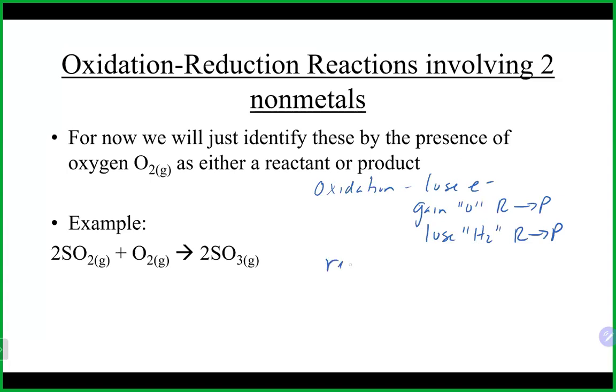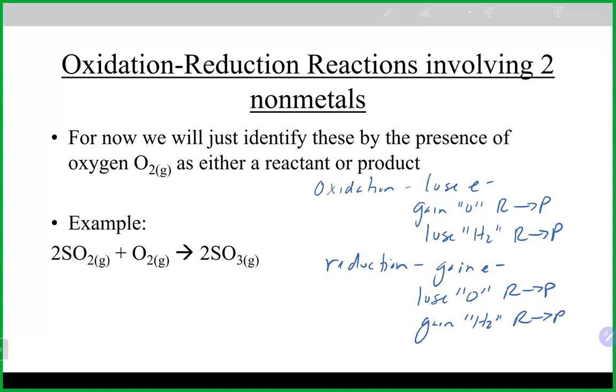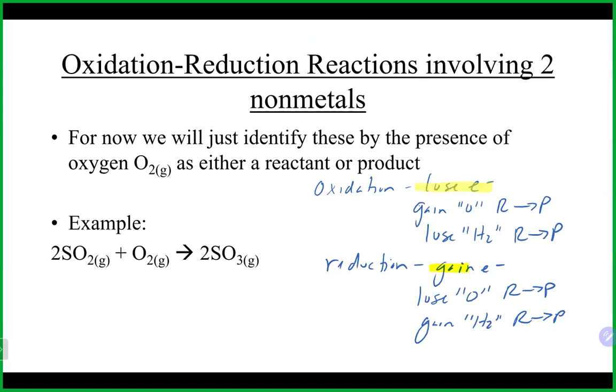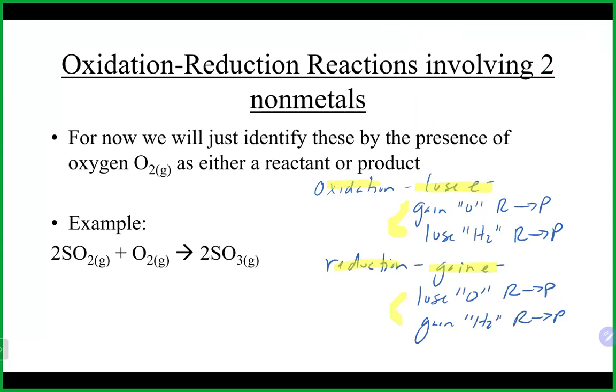And reduction also has similar definitions. Obviously, in addition to gaining electrons, it can mean that you lose oxygen as you go from reactants to products, and also you could gain hydrogen as you go from reactants to products. So those are really the 3 definitions of oxidation and reduction, but pretty much throughout most of your general chemistry career, the electron definition is typically the one that we use. Usually these others are reserved for organic chemistry, a little bit down the road, where you'll see those more than you'll see the electrons.